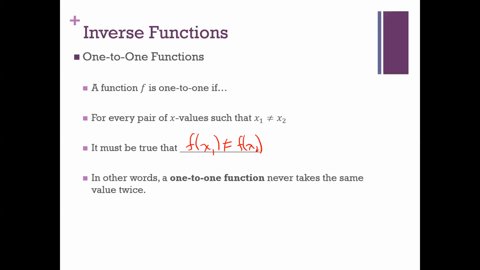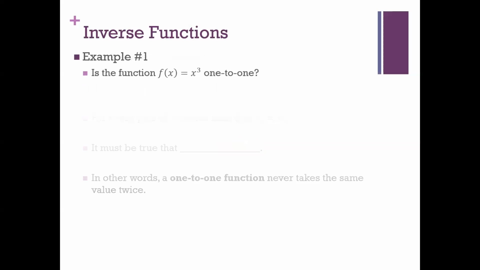And you can think of lots of functions where that's not true. A really simple example would be f of x equals 2. That's not one-to-one. Every single x value in the world gives me y equals 2. So it is a function, but it's not one-to-one. Hopefully that sounds somewhat familiar. So let's talk about a few. Is the function x cubed one-to-one?